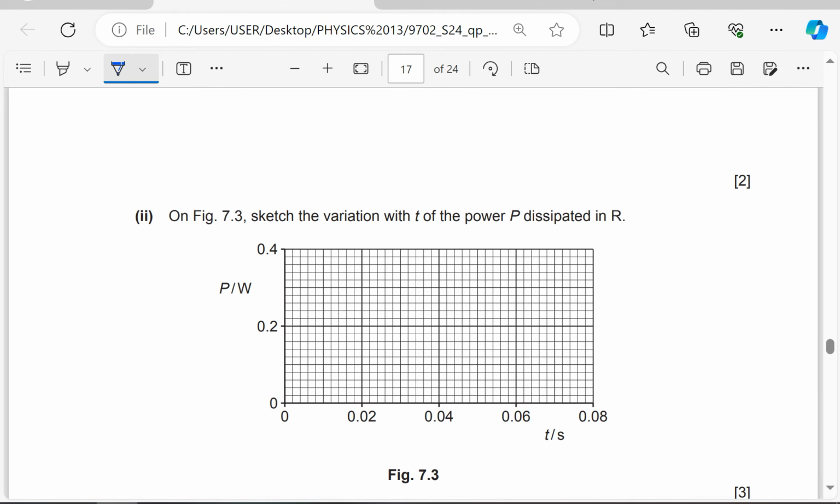On the figure, sketch the variation with t of the power P dissipated in R. Remember, the maximum power is a constant. So the question is, when do we have maximum power? First of all, from the graph, the scale here is 0.2 divided by 10, which is 0.02. So each small square is 0.02. So 0.22 will be along here. So my graph should not go beyond this point here.